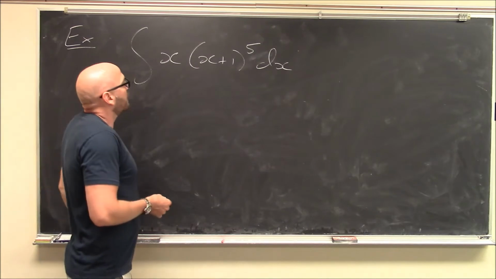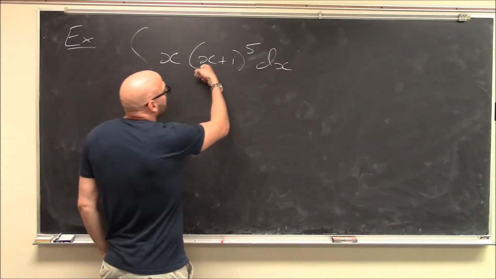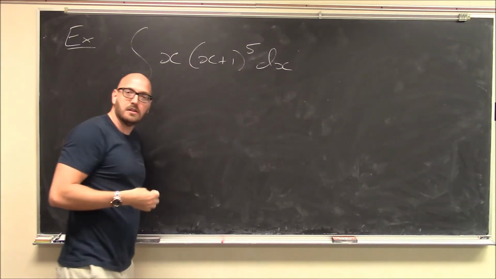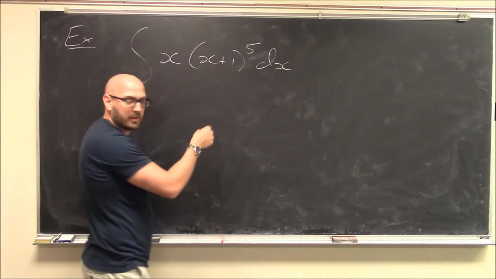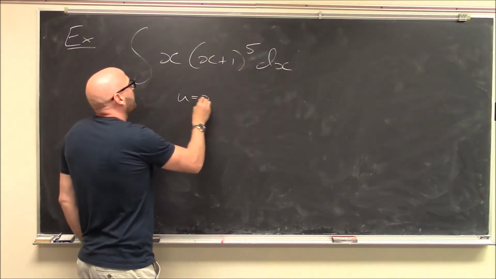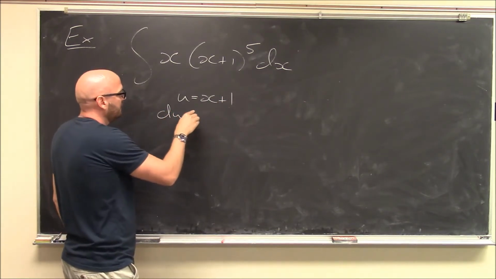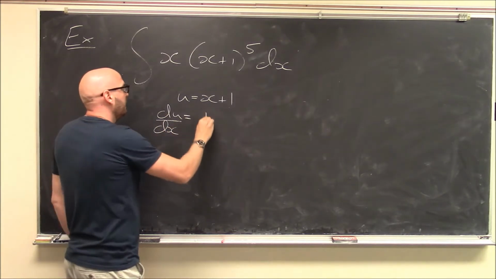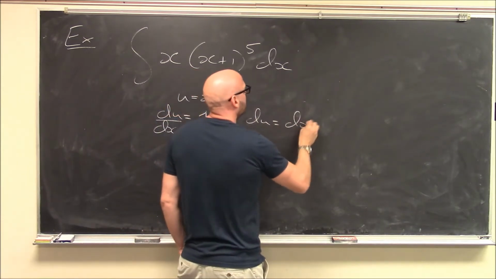And again, my choice is forced. My choice is forced because I can handle x to the 5th, but I cannot handle a function of x to the 5th. I cannot deal with these compositions. So what I need to do is turn this into u to the 5th. I have to do that. So u is x plus 1, and that means du is, well, du over dx, the derivative of x plus 1, is 1, so du is equal to dx.